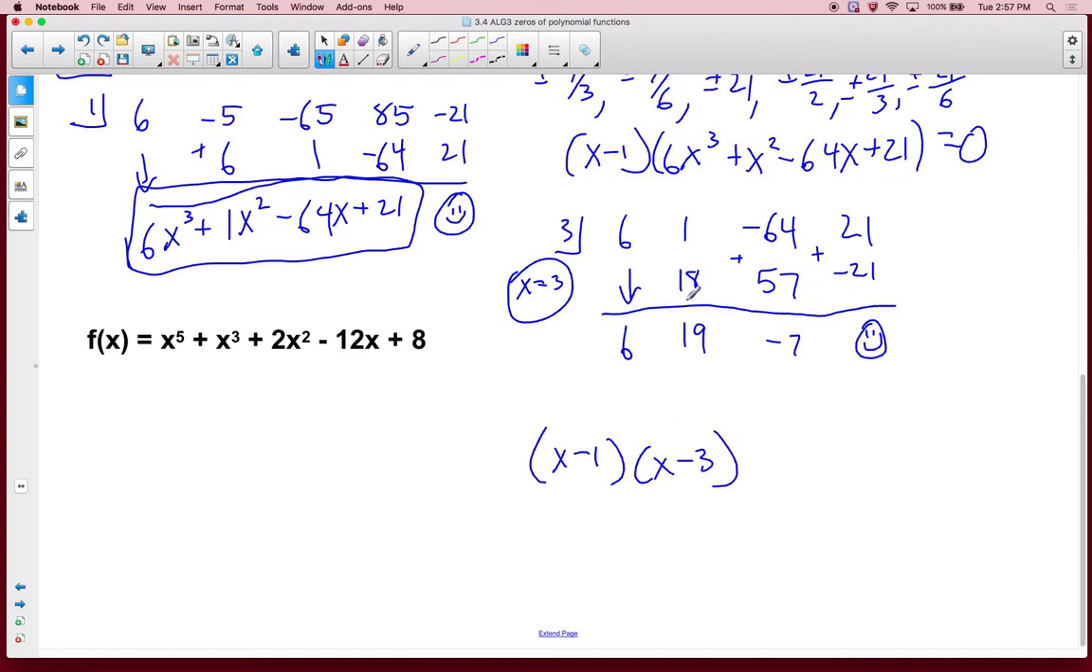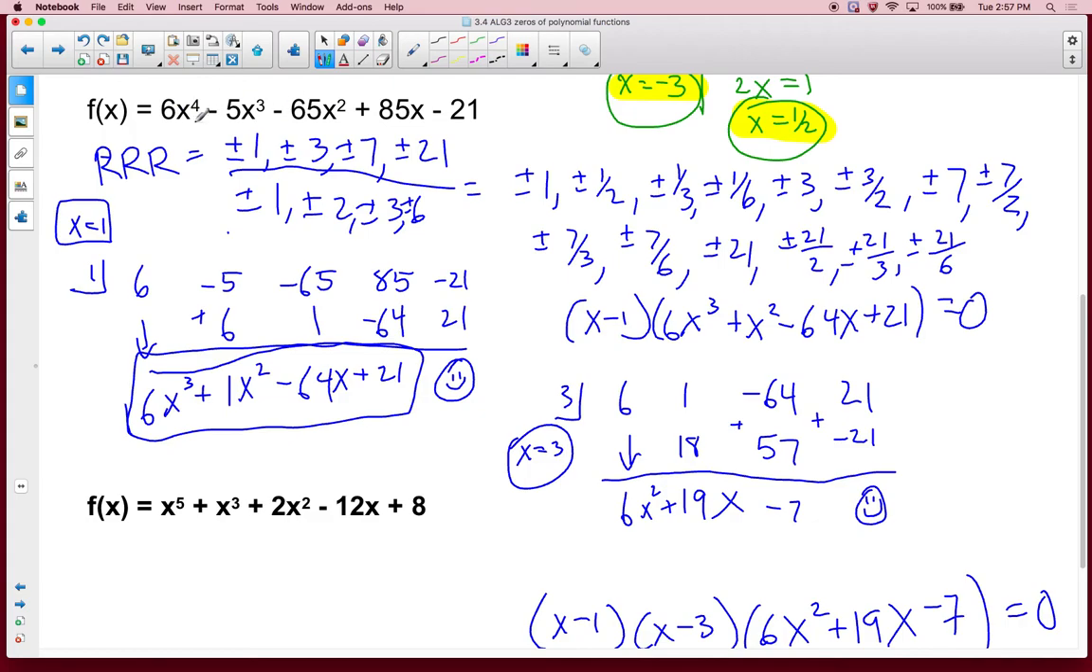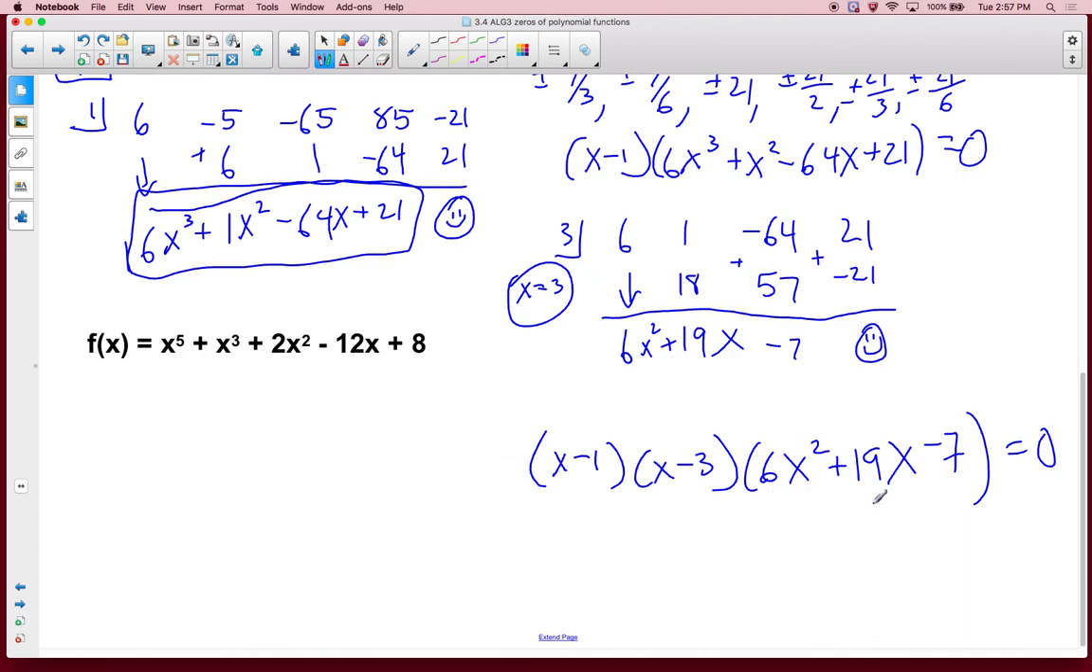Now I have all of this, my constant, my linear, my quadratic. So now I have a 6x squared plus 19x minus 7. That is the original quartic that we had. Okay, if I scroll up a little bit, this right here is factored to be this right here. So now we have our quadratic, and we can find the last 2 zeros because we know we need to have 4 zeros. So since this cannot be factored, we're going to plug it into the quadratic formula.